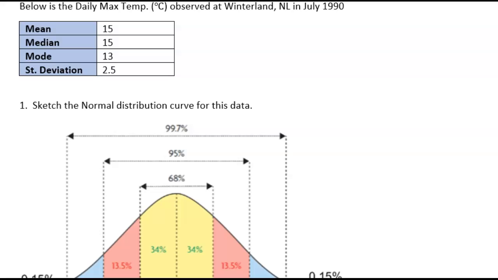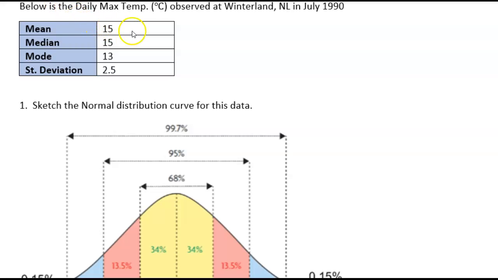So below is the daily maximum temperature in degrees Celsius observed at Winterland, Newfoundland in July 1990. A summary of that data is that you have a mean temperature of 15 degrees, a median temperature of 15 degrees as well, a mode of 13, and a standard deviation of 2.5 degrees. You're then asked to sketch a normal distribution curve for this data.